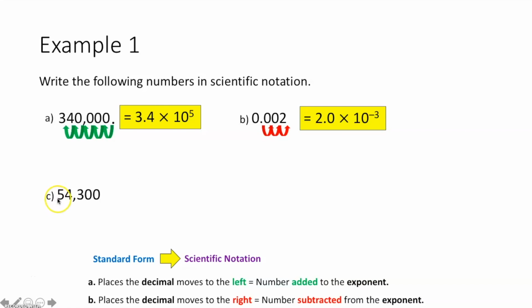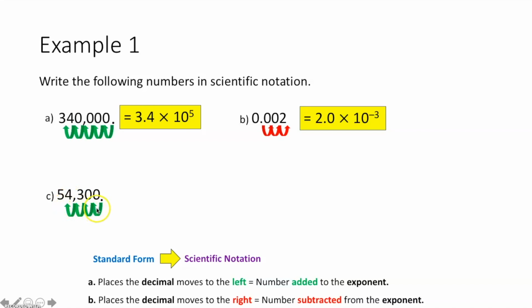Try it again. So we have 54,300. Again, there is no decimal, which means our decimal is at the end of the number. So I'm going to take that decimal, and I'm going to move it to the left. So how many places do I have to move until I get a number between 1 and 10? 1, 2, 3, 4. There you go. 5.43. That is a number between 1 and 10, so I can stop.